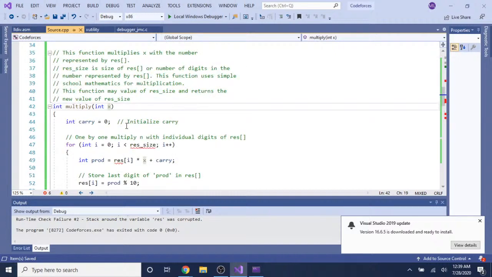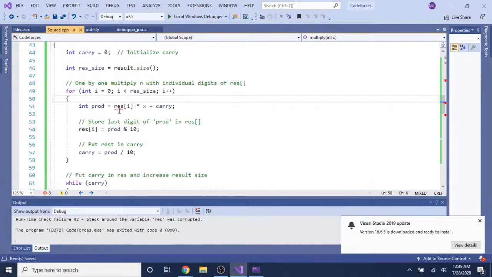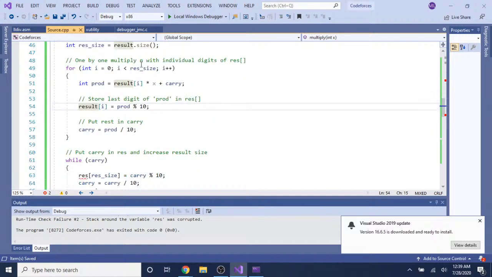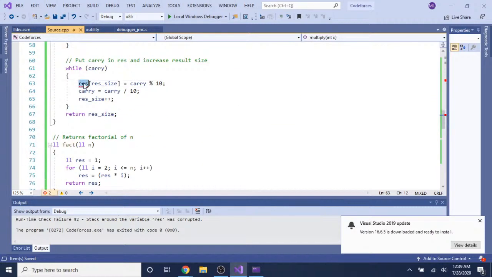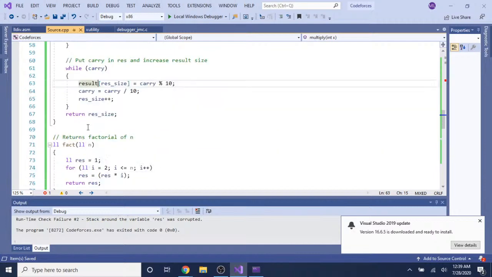Okay, so now we're going to have this issue. What we're going to do is int result size equals result dot size. This is result. This is result. This is going to be result also. So store mod by 10, then divide by 10 to carry. This is some basic elementary mathematics, I guess.